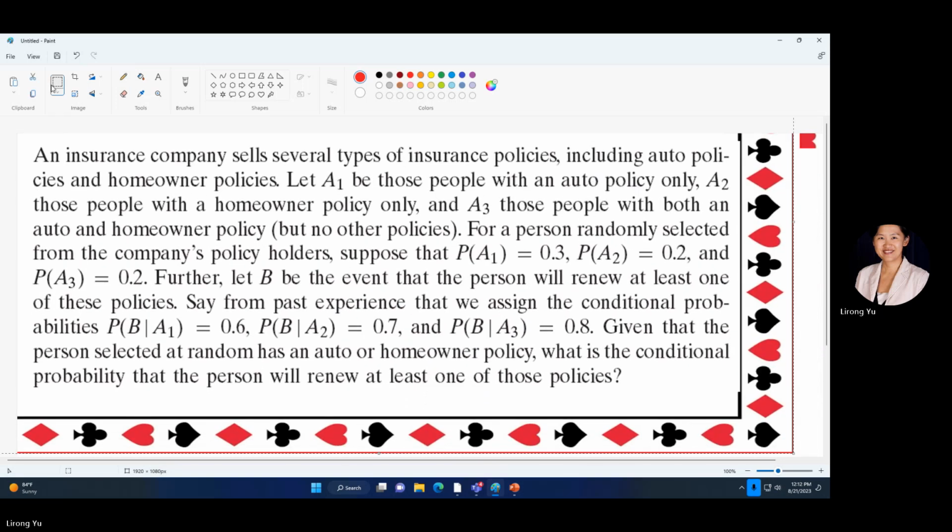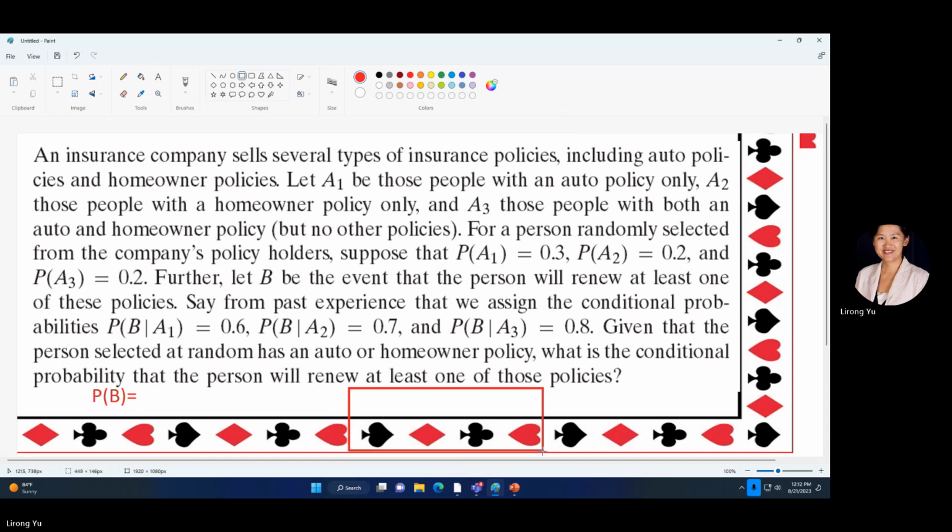So we want to calculate the probability of B, renewing the policy. And you can see A1, A2, A3 are not overlapping. A1 is the one that only has auto, A2 is the one that only has a homeowner policy, and A3 is the one that has both. So with the words auto only, homeowner only, and both, there are three different groups.